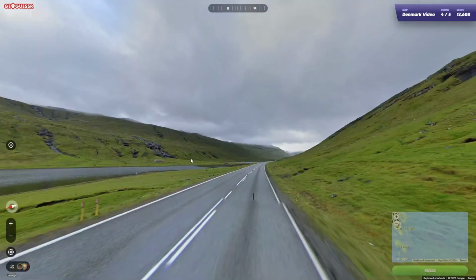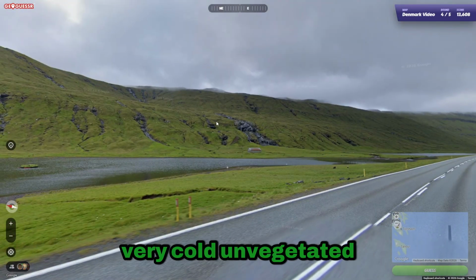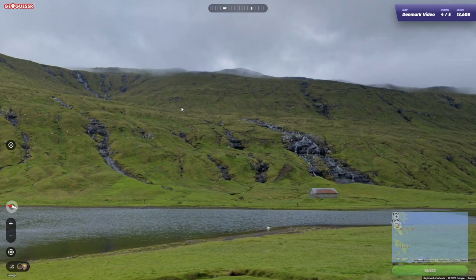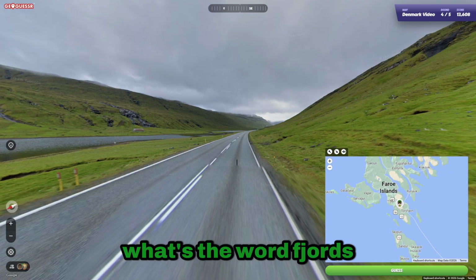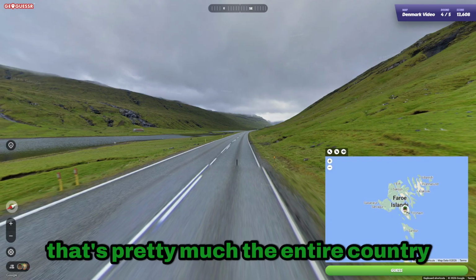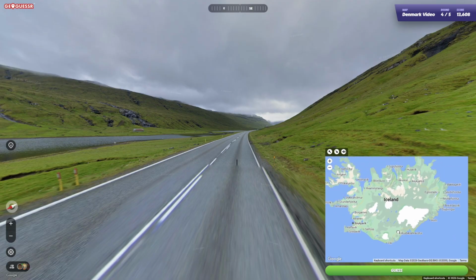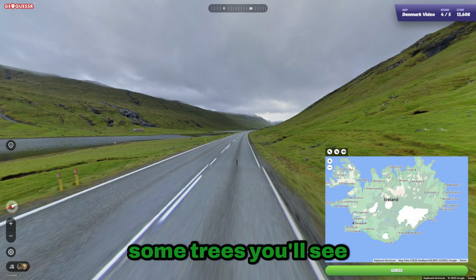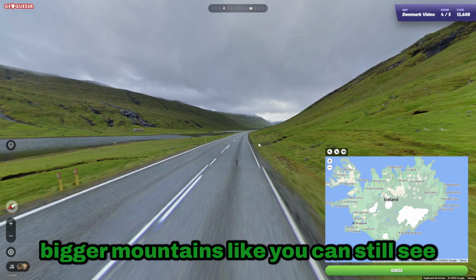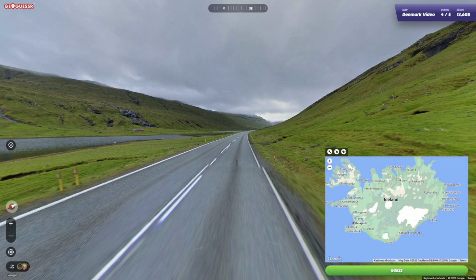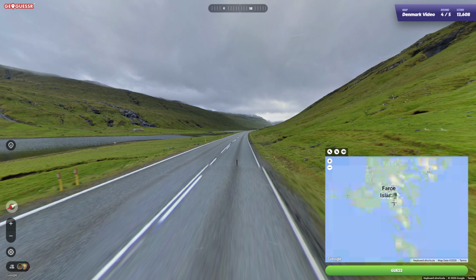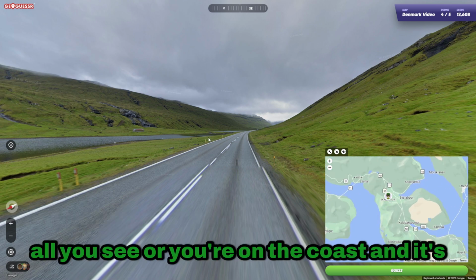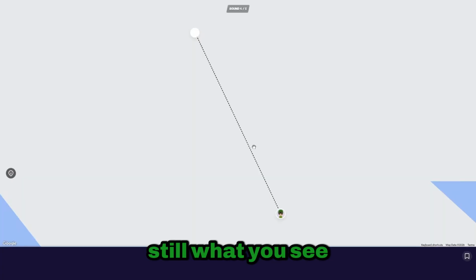But in the Faroe Islands, you will always see these very cold, unvegetated, green mountains, what's the word, fjords. That's pretty much the entire country. Whereas in Iceland, you'll see, obviously, like flat landscape. You could see some trees. You'll see bigger mountains. You can still see fjords like this, but they wouldn't be exactly like this in green, and you wouldn't probably have a road in the middle of it. But on the Faroe Islands, that's pretty much all you see. Or you're on the coast, and it's still what you see.